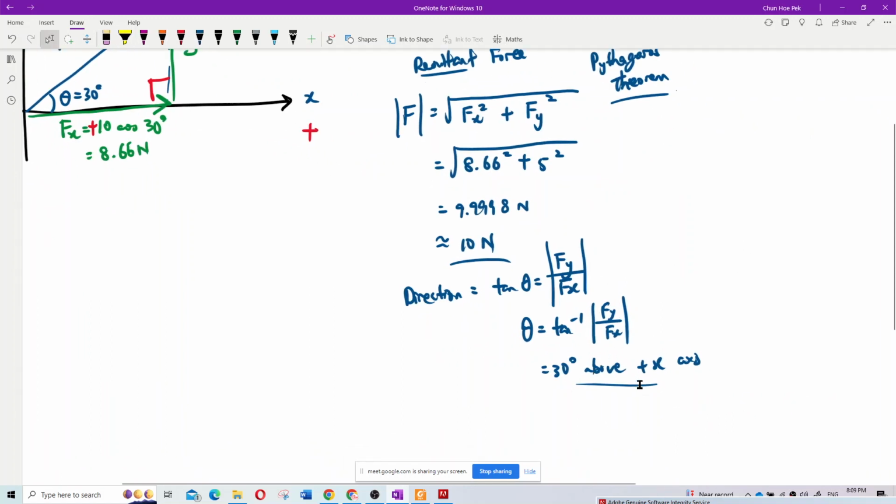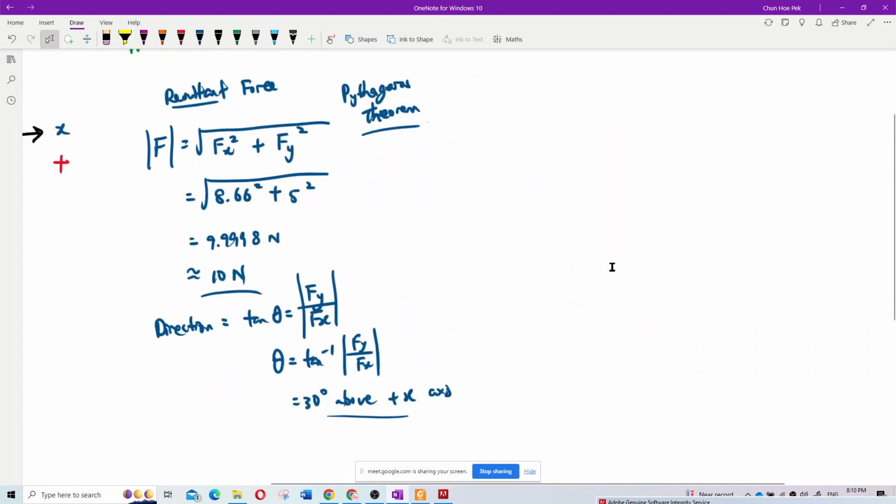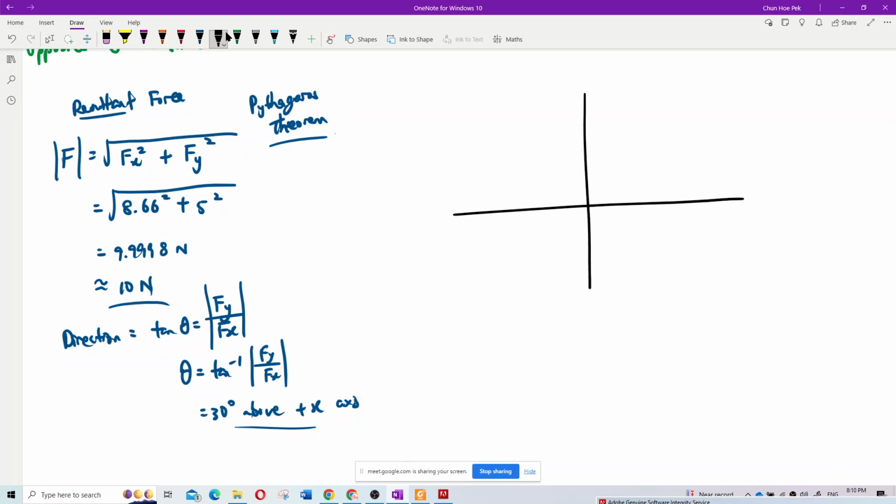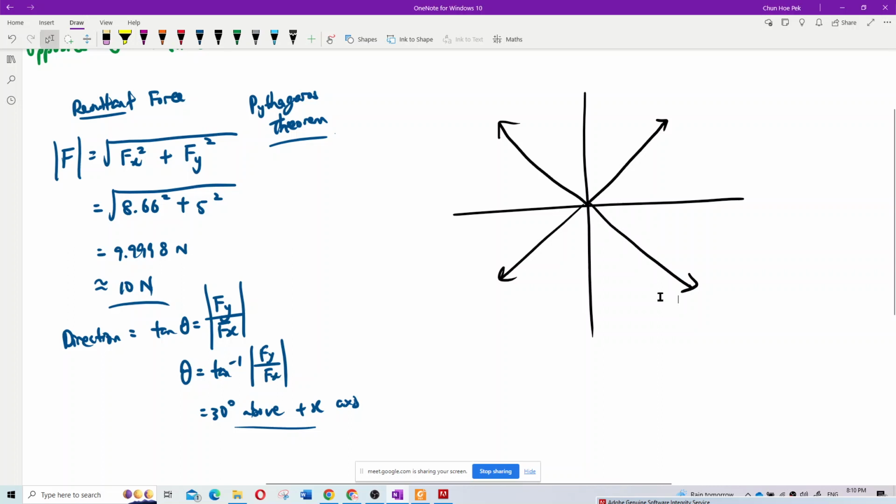Direction we can have several kinds, depending on where the vector is. Your vector can be in this direction or that direction. So we have 4 quadrants, right? It can be in any of these 4 quadrants. The direction always refers to the x component. We always refer to either the positive x-axis or the negative x-axis.